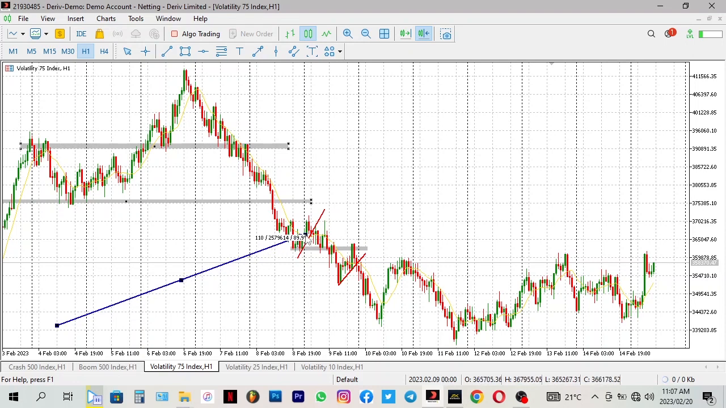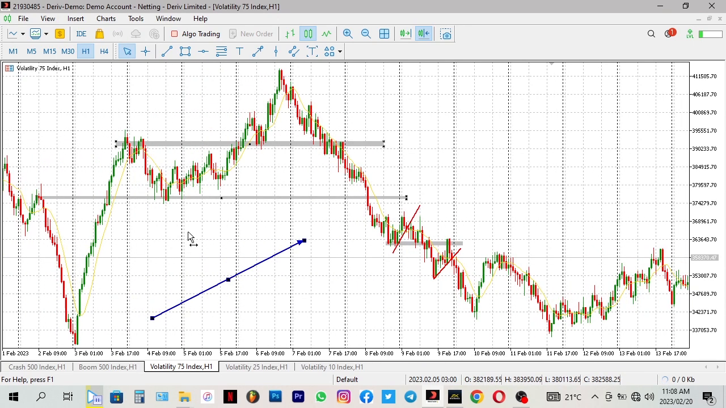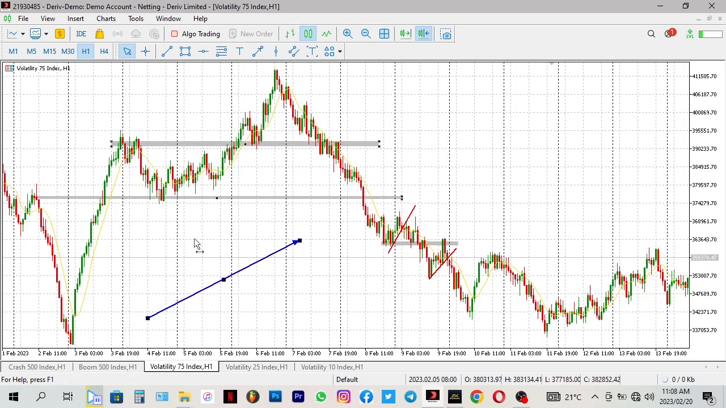Here's our first entry right after the consolidation. Here's our second entry right after the consolidation. So overall we can see these indices respect all the strategies.